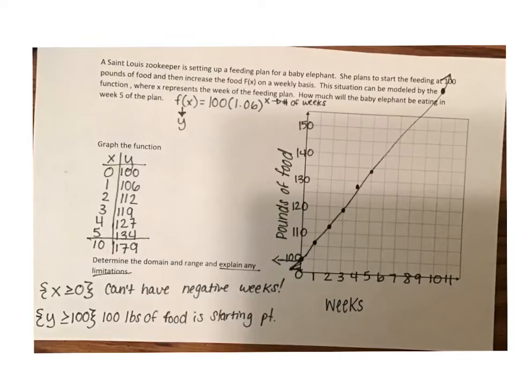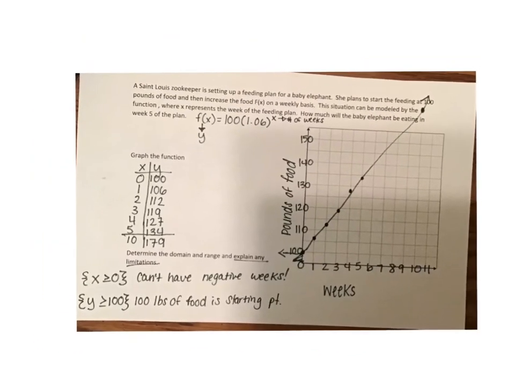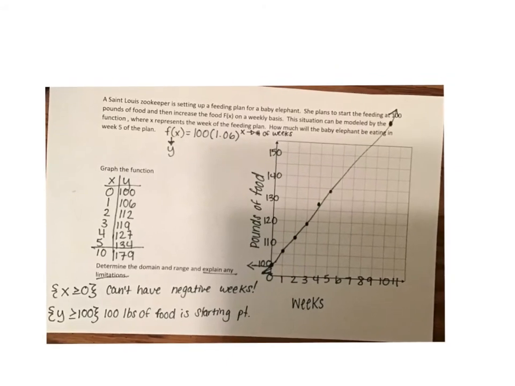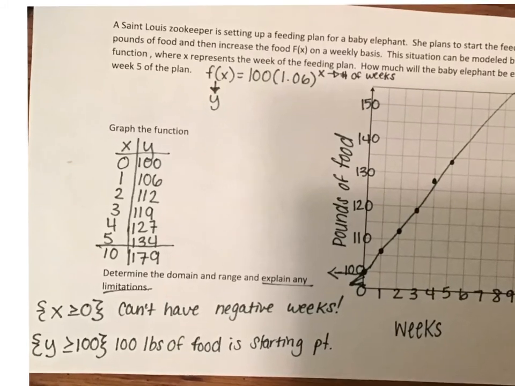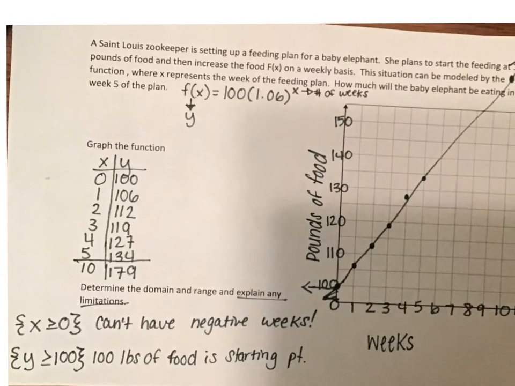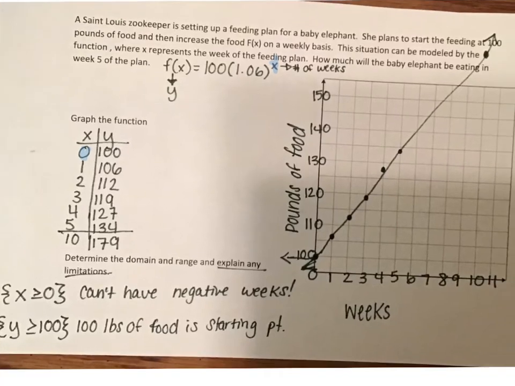So let's talk about what this looks like after we do so. I kind of have made my graph here. First thing I did was I made my table. All I did was I plugged in my week, whatever week it was, my x value, into my function, and then went from there. So at 0 weeks, I'm at 100 pounds. At 1, it's 106, 2 is 112, 3 is 119, 4 is 127, and then 5 is 134.